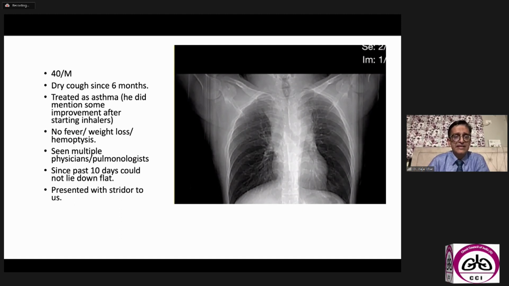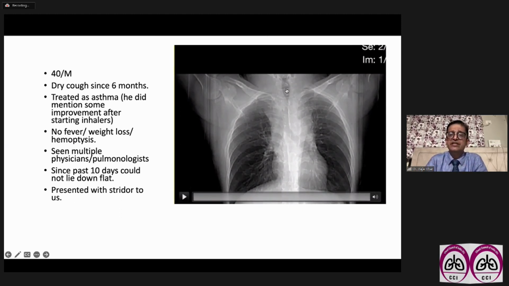And since the last 10 days, he could not lie down flat. And he's presented to us with stridor. Now, before I show you a video in a moment, try and appreciate the trachea on there. You can see my cursor, hopefully. You can see the trachea tracking down. And on that, you see the compression of the trachea, just beside which you have a paratracheal opacity, a paratracheal mass. So you sort of know what to expect when you go down and do a bronchoscopy on this individual.